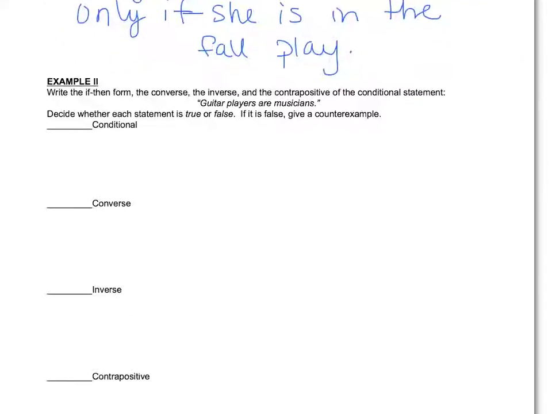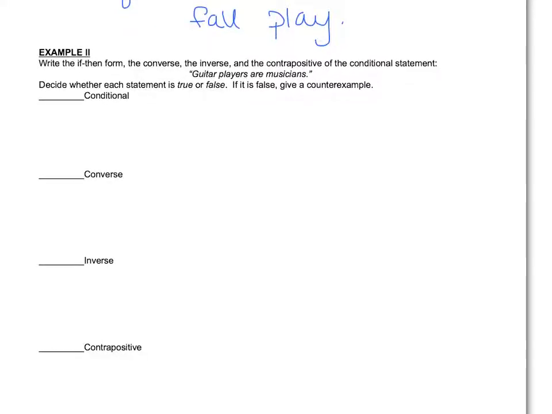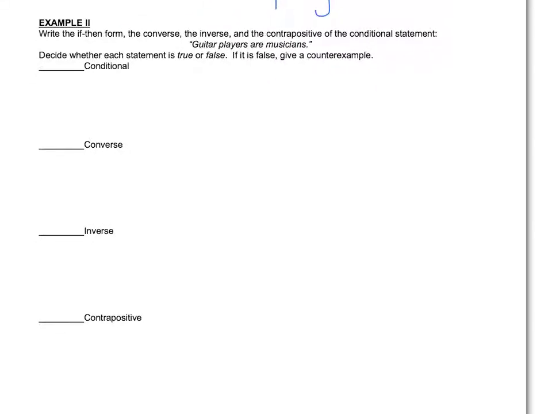So let's practice writing our conditional, converse, inverse, and contrapositive. And now we're also going to look to see if they're true. So it says, write in if-then form the converse, the inverse, and the contrapositive of the conditional statements. Decide whether each statement is true or false. If false, give a counterexample. So guitar players are musicians. So here's my A part, guitar players. And here's my B part, are musicians. So conditional is if A, then B.